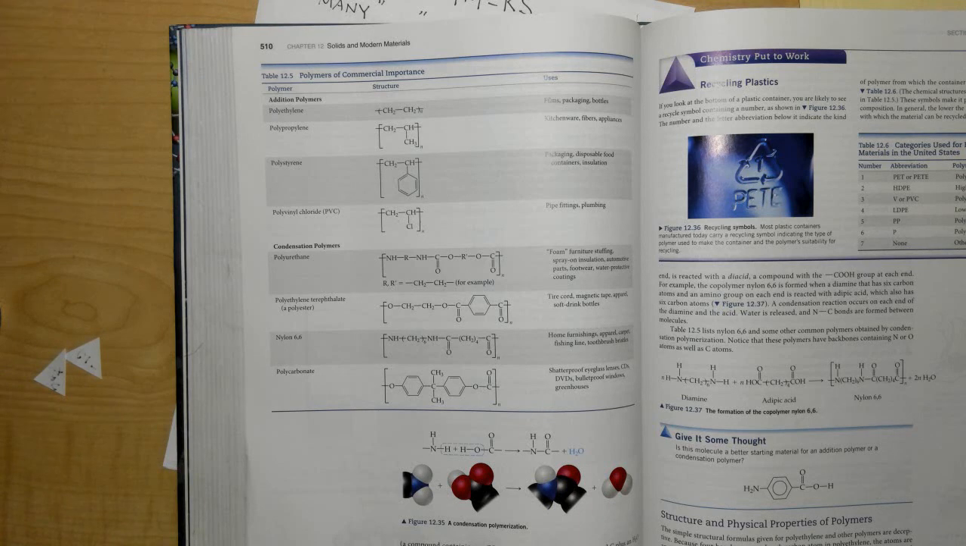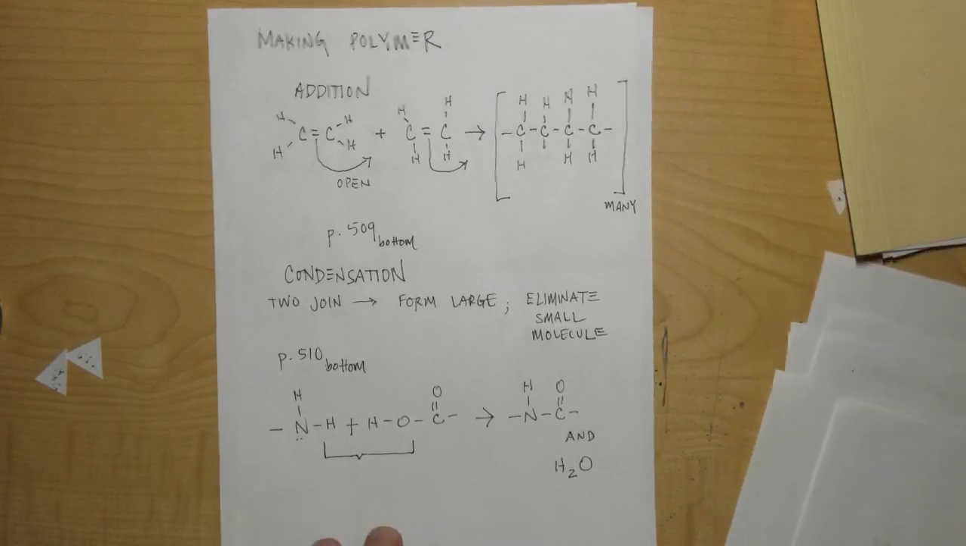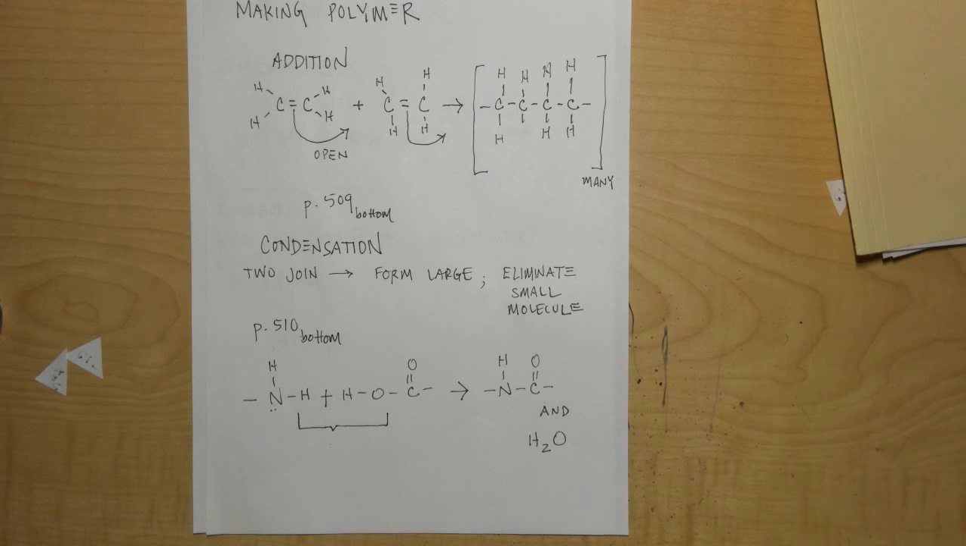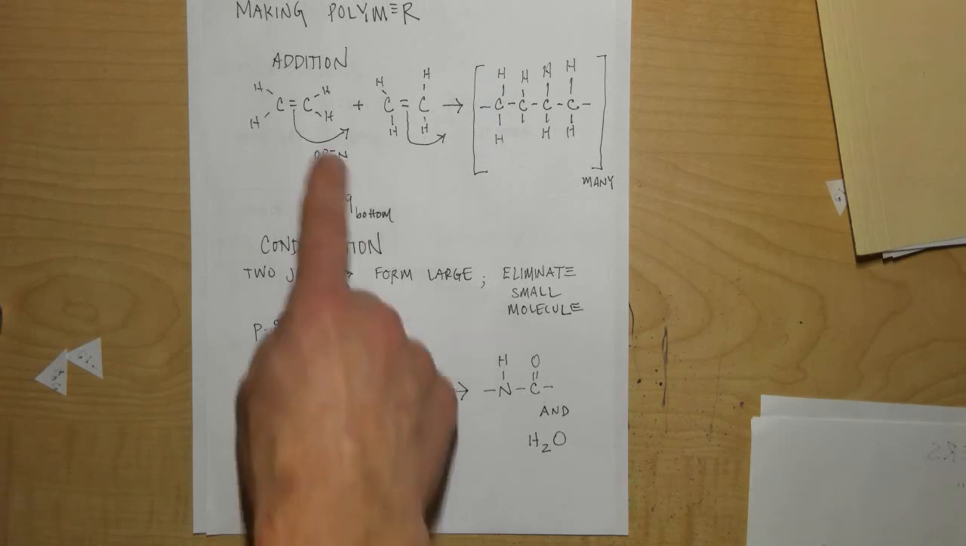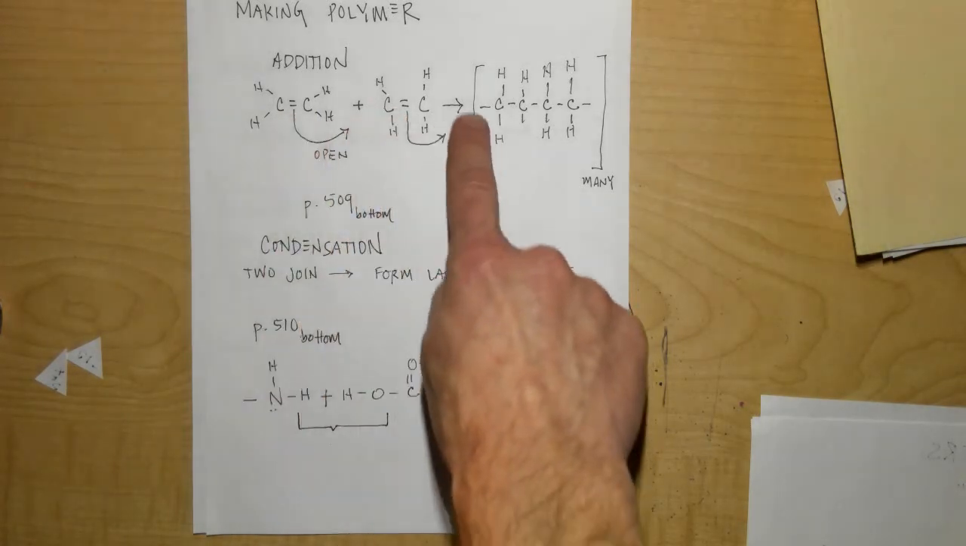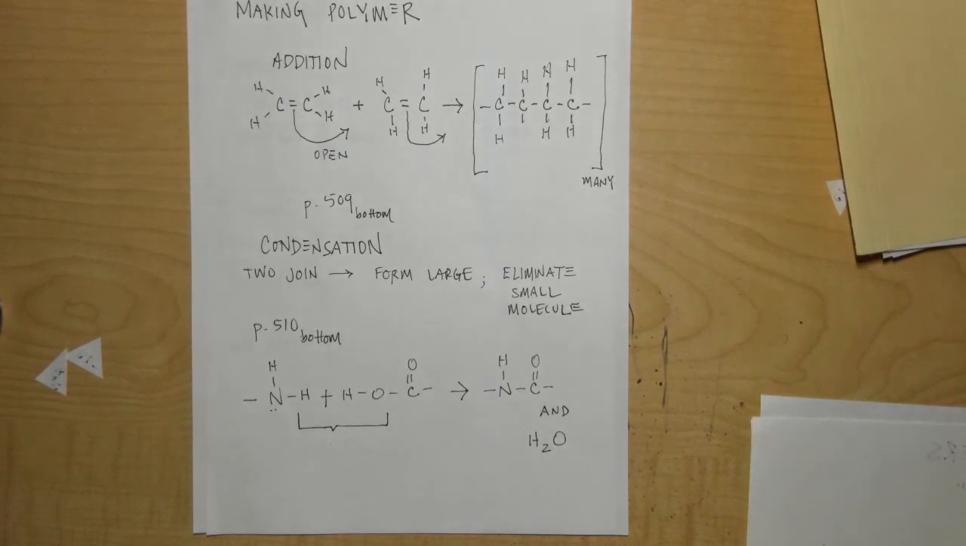Now there's two different ways that your book talks about for making these polymers, and we'll put both down in our notes. The first method of making the polymer is called addition polymerization. This is when you add two things together. This is like the one I showed you before, polyethylene. Take and open up the double bond right here, connect it together with another one that opens the double bond, and you get many of those in a row, and you get a polyethylene polymer. That's called addition, because you add them together.